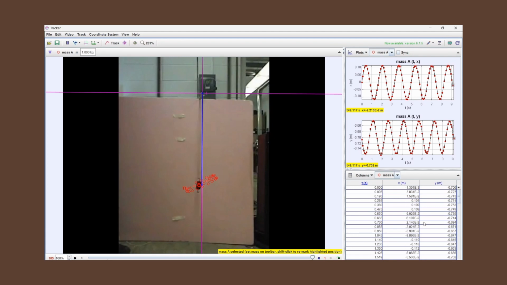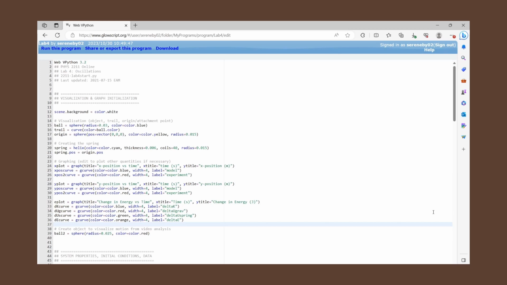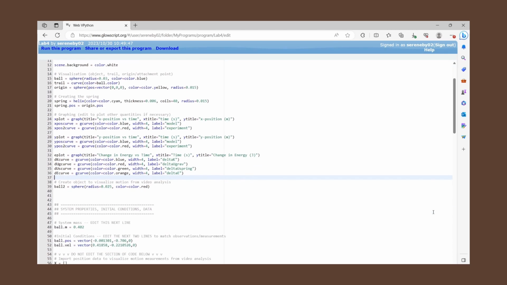And I've pasted these X and Y data values into Excel to save them in a CSV file. And here's the X graph and the Y graph. Let's take a look at the code.